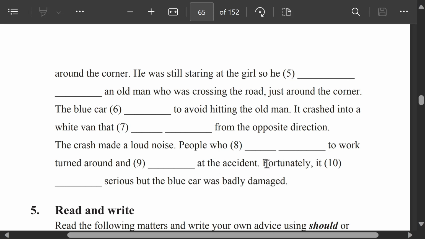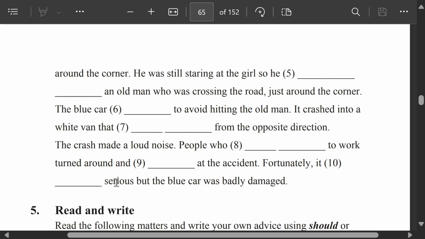Fortunately, what is this fortunately? Remember this word fortune? Fortune is like good luck, something lucky. Yeah, you could say luckily, fortunately, it serious. But the blue car was badly damaged. So what serious here? What should we put here? It is serious? It is not serious? It's not serious. It is not serious.